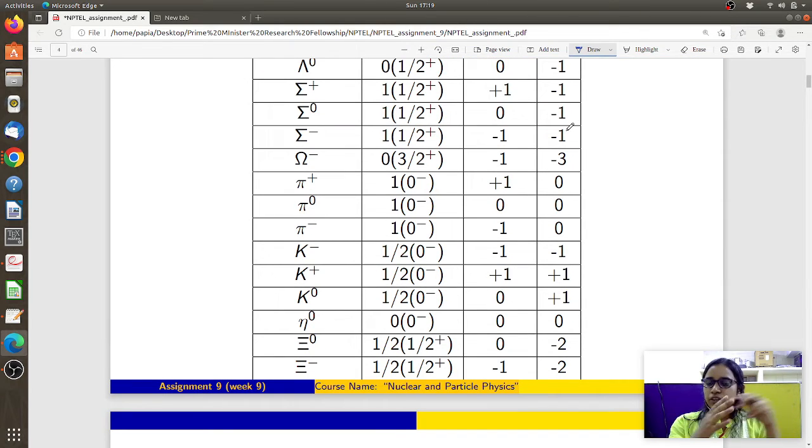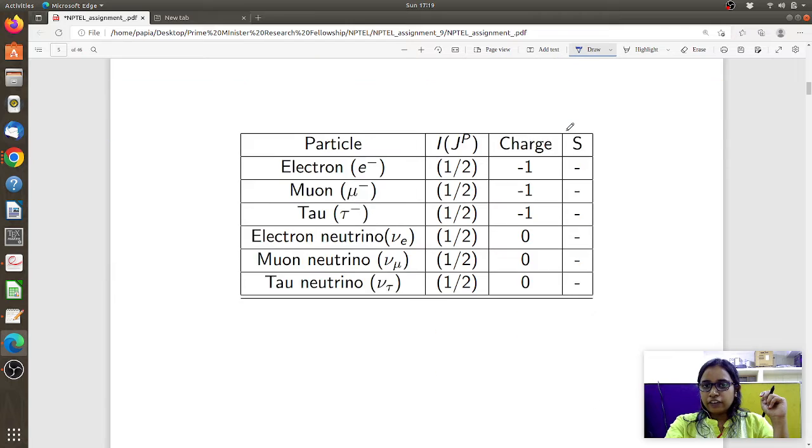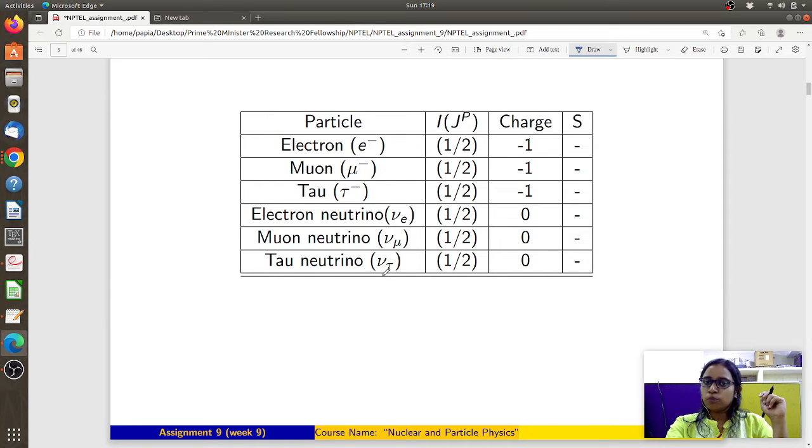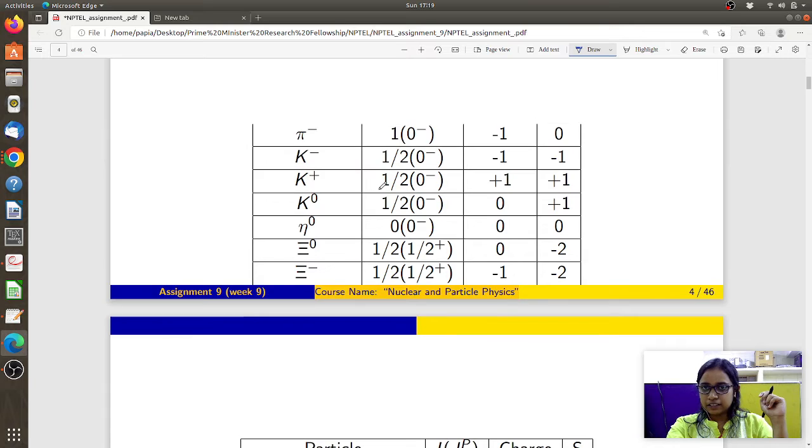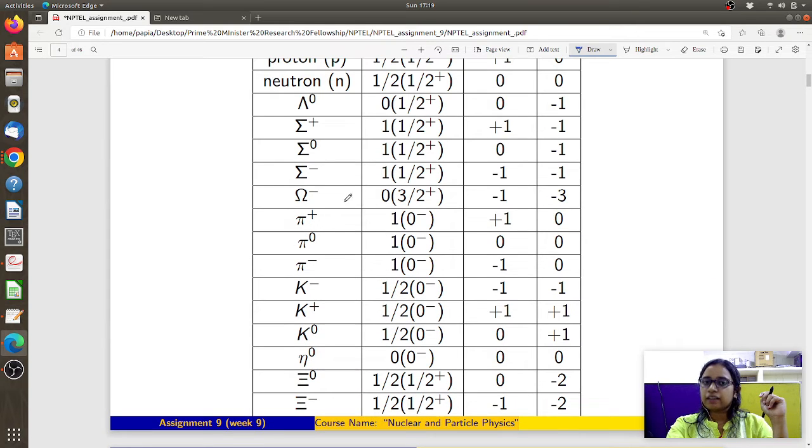So these types of things will be very important when we talk about questions related to the quark model or nuclear and particle physics. Also, in the previous slide I was talking about some baryons as well as mesons. You can see that these are all baryons and these are all mesons. These are mesons, and there are still also baryons. So this type of thing was there.